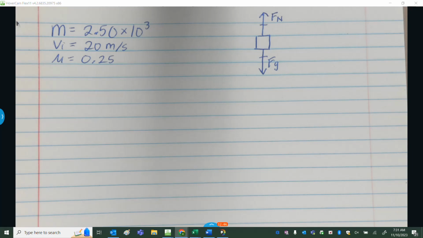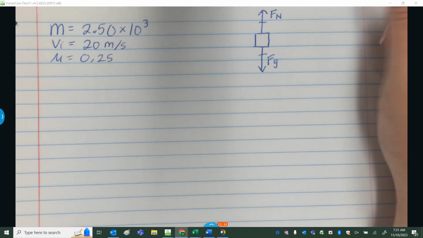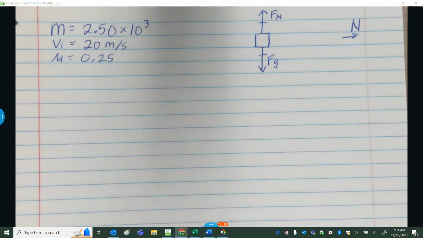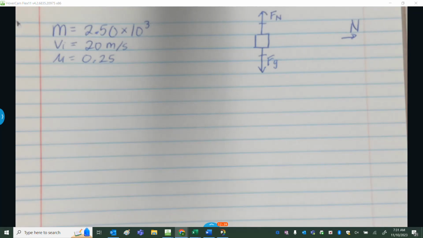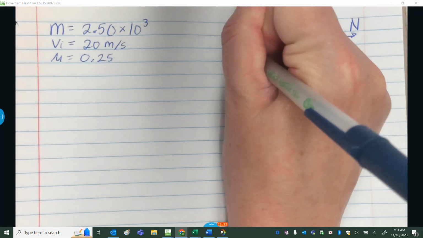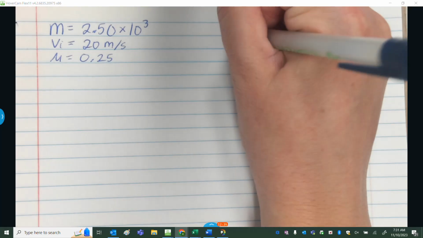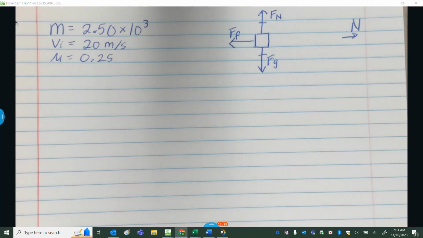It says that the car is traveling north and it slows down due to brakes and ultimately due to friction. So I'm just going to call north this direction over here. Okay, and so if I'm traveling that way and applying brakes, then my brakes need to be this way. Okay, so that's how I'm going to draw my force of friction, or my braking force if you'd rather label it that. But I'm going to use force of friction because ultimately that's what the brakes are doing.